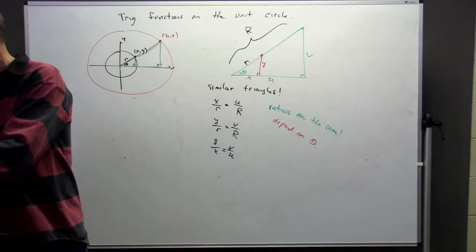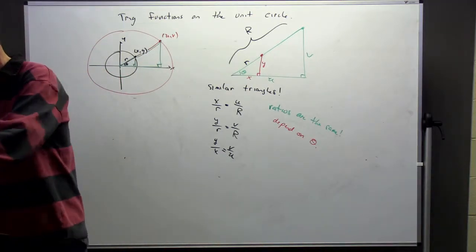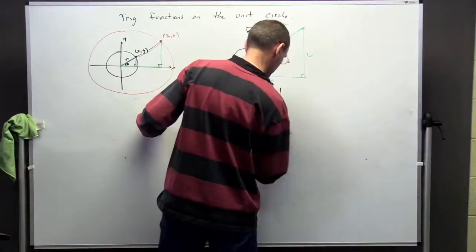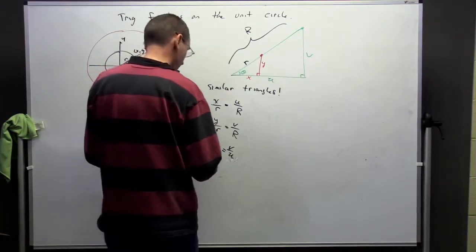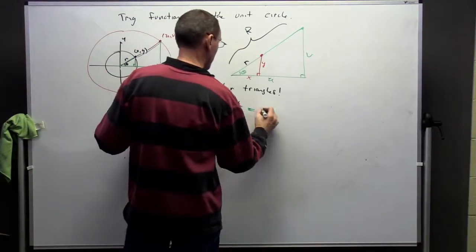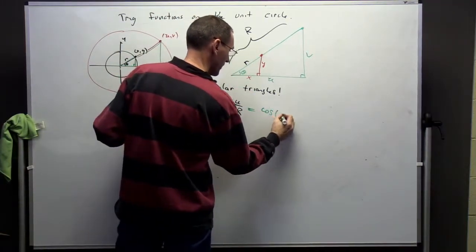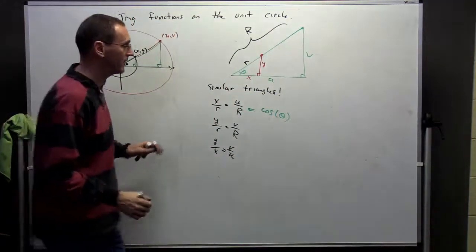Okay? So I'm going to make up some names for these, and as usual, we're going to try to make these as confusing as possible. Okay, so here's the definition. This ratio, the horizontal divided by the distance, we're going to call this the cosine.